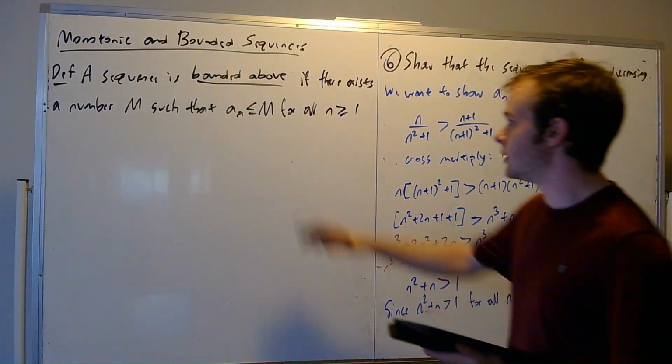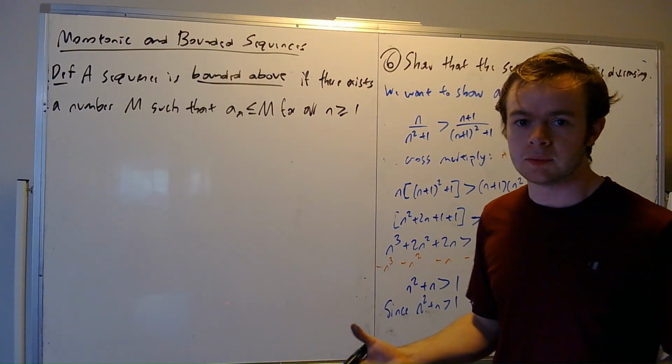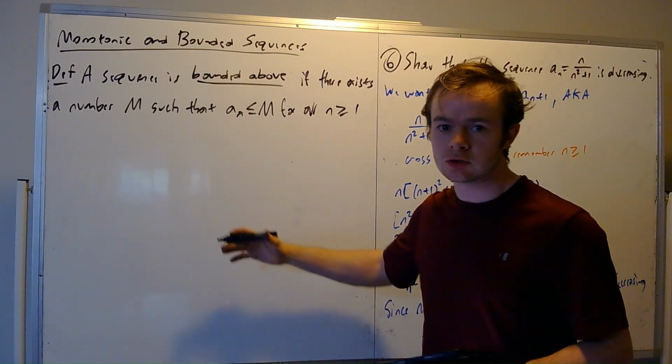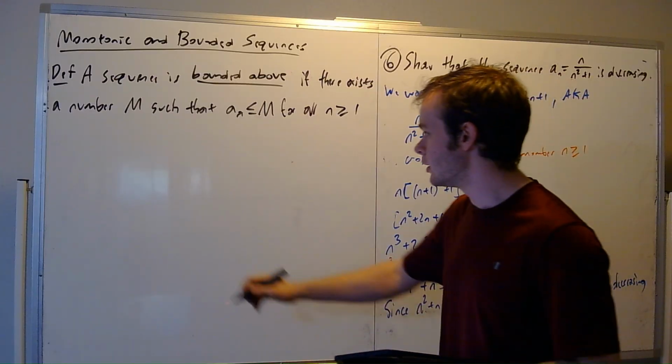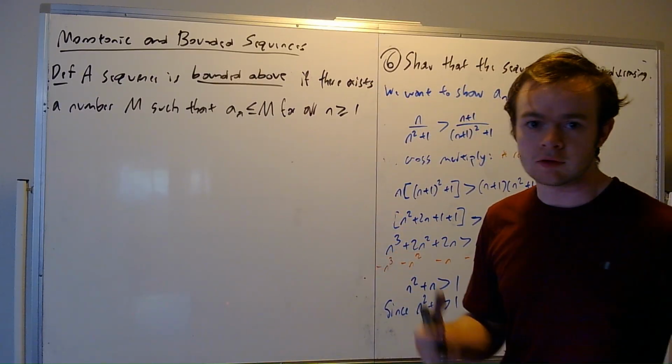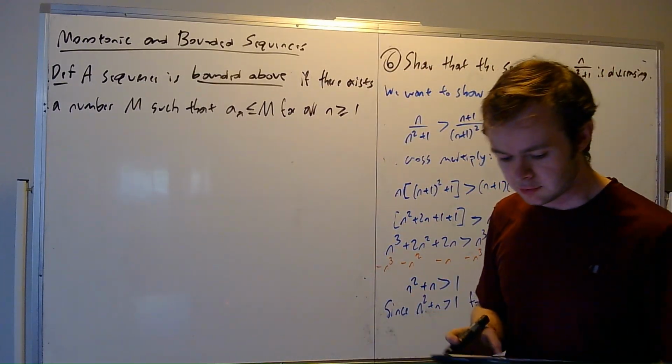We say a sequence is bounded above by, let's say 10, then each entry in the sequence is less than 10, right? So that just means if I have a sequence of numbers and I say it's bounded above by 10, then every single entry in that sequence is less than 10.